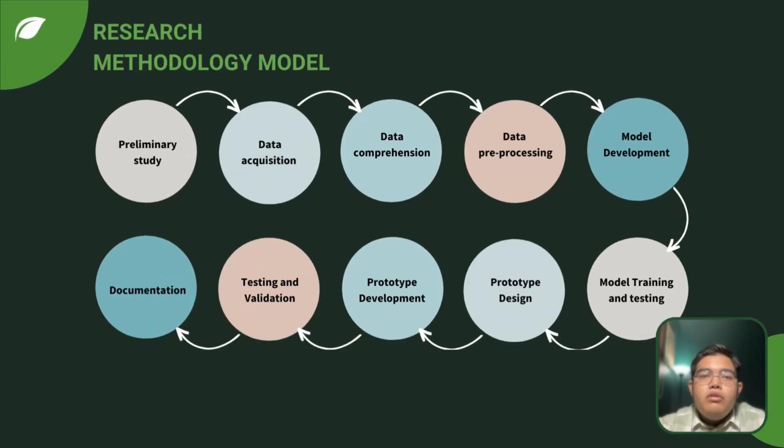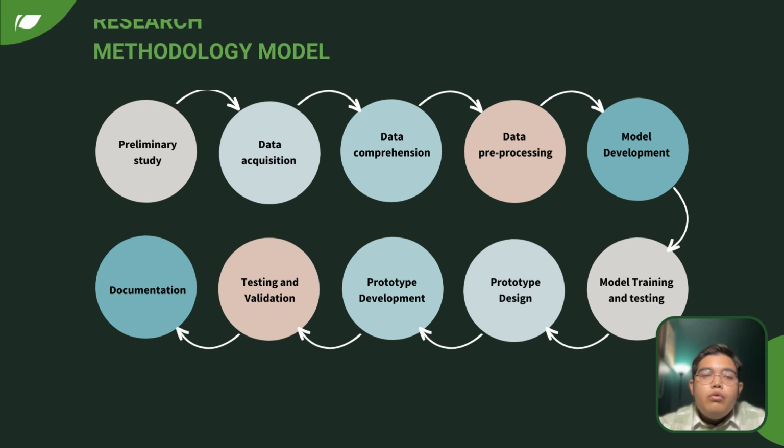Moving on to the research methodology, there are 10 phases in the research methodology, starting off with the preliminary study, and then the data acquisition, where the data will be acquired, data comprehension, where the data will be understood, data pre-processing, where the data will be cleaned and transformed into a proper manner, model development, model training and testing, prototype design, prototype development, testing and validation of the developed prototype, and finally the documentation of the full report.